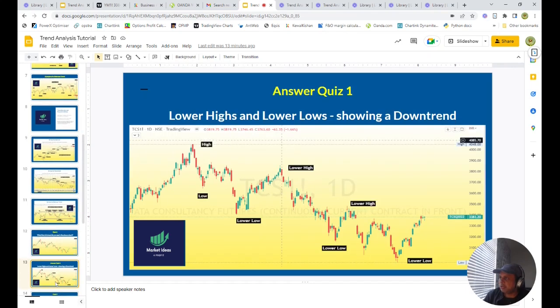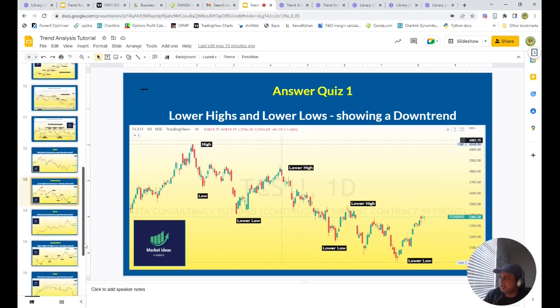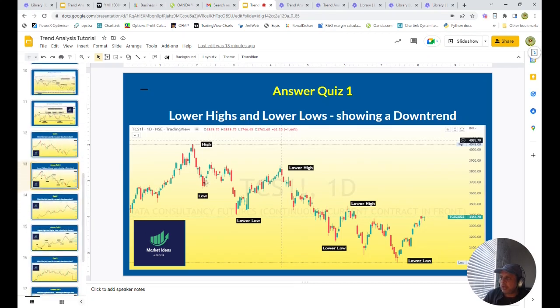And here goes. The answer is that this is a downtrend where you see highs, lower highs, low, lower low, lower low, lower low. So this is an example of a downtrending stock. I hope you guys got it right. Let's go to quiz number two.